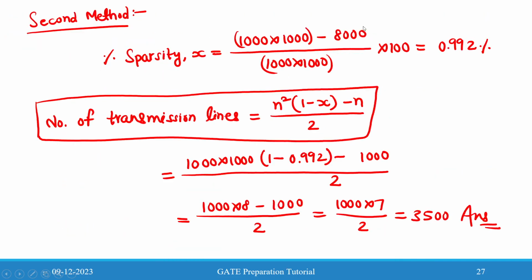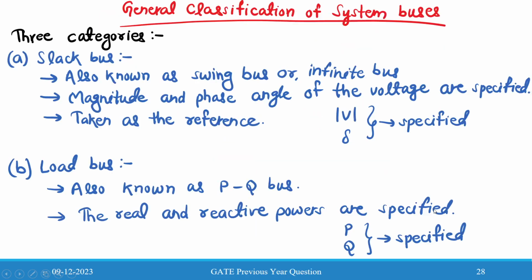So the number of non-zero elements we subtract from the total elements and divide by the total number of elements in the bus matrix, and you will get 0.992. On putting this value, you will get the number of transmission lines. N is the number of buses in the system. So we will get directly 3500. Either way you can remember.